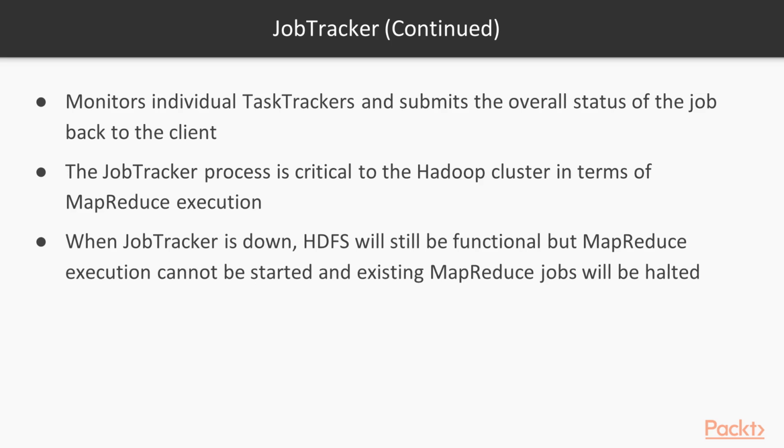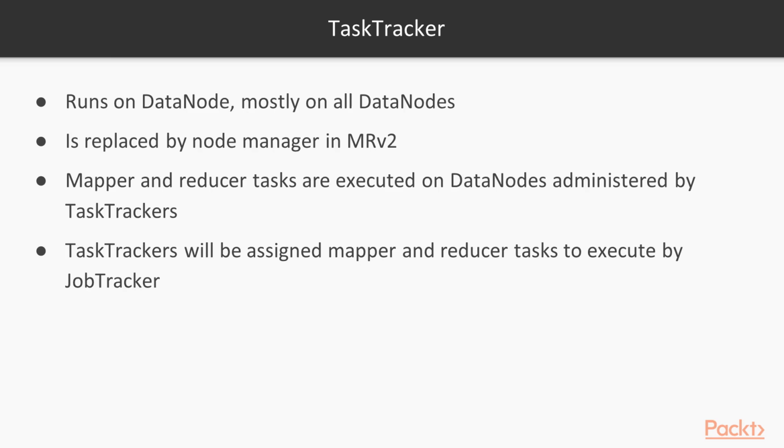Job tracker is actually in touch with TaskTracker and keeps on getting updates to know that this job is particularly running. If job tracker is down, the data nodes are not down, they keep on working, but they will not be able to execute the job properly because they don't know what kind of job it is and what the status of the job is. Now we talk about the TaskTracker.